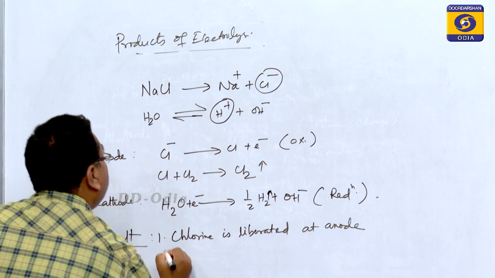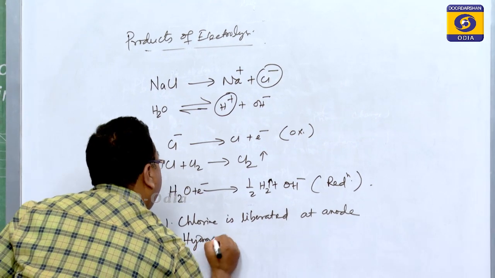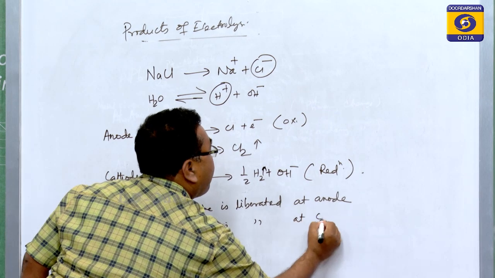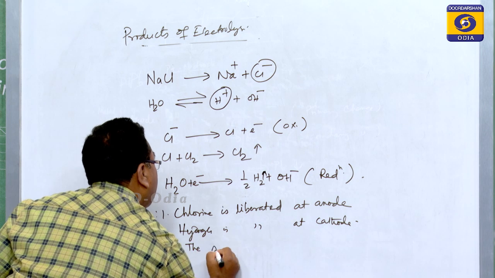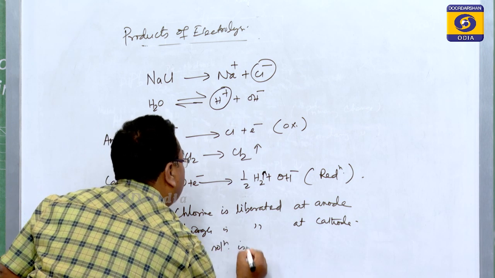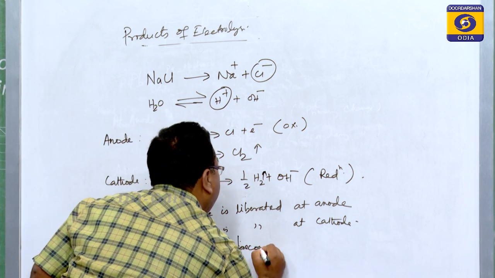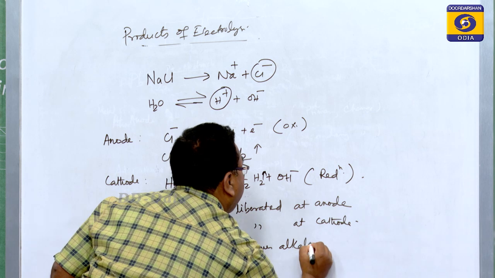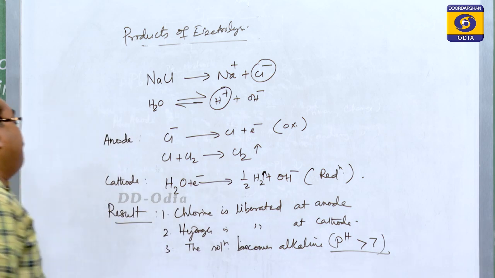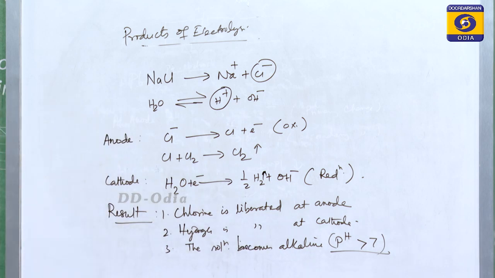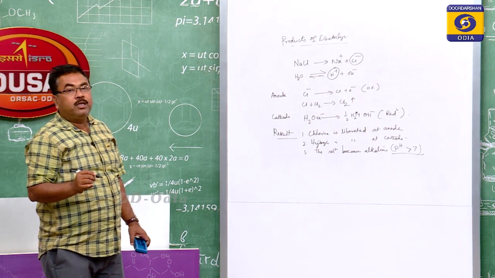Number 2, hydrogen is liberated at the cathode. Number 3, the final solution after electrolysis becomes alkaline. Alkaline means its pH becomes greater than 7. That means NaOH is left behind. So this is the process in which sodium hydroxide is prepared.